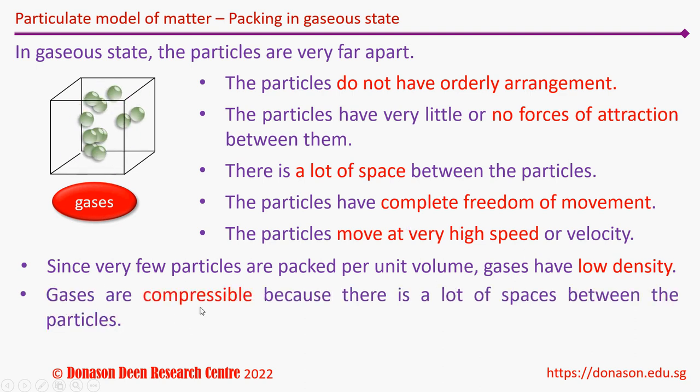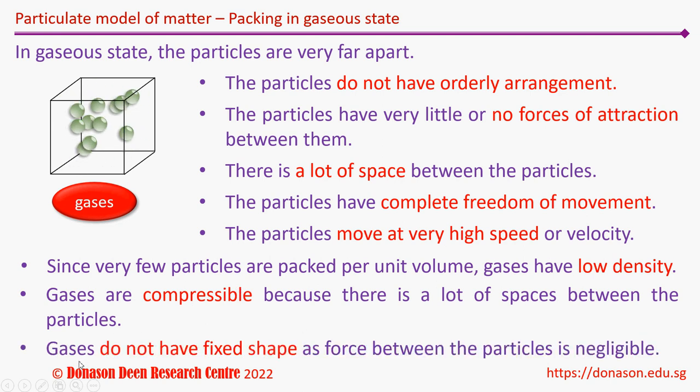Gases are compressible because there is a lot of space between the particles. So if one particle is further away from another particle, of course we can push them closer together, and that's what we mean by compressible. Gases are highly compressible because there is a lot of space between the particles. And gases, like liquids, do not have fixed shape, because there is no force of attraction between the particles, right? As the force between the particles is negligible, there is no necessity for the particles in gaseous state to have a fixed shape. So the particles are free to move and they will not have a fixed shape.